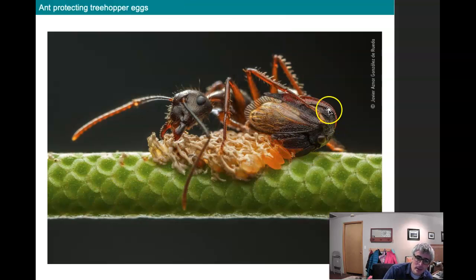Here's another image. That's the tree hopper there. They're kind of cute little bugs. Here's the ant bravely protecting the tree hopper eggs as the tree hopper lays its eggs. The ant is here protecting its tree hopper in exchange for that sweet, sweet honeydew.